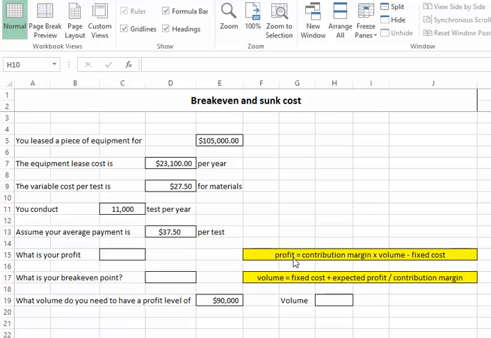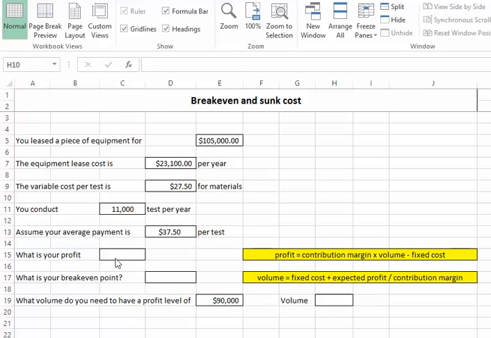We have two formulas. They're basically the same formula, but altered differently to get to a calculated variable. The first is we're trying to calculate the profit. So what we have is the contribution margin times volume minus fixed cost. The contribution margin is our payment minus the variable cost. In the volume calculation, which is what we're using for break-even as well as our projected profit, we are looking at fixed cost plus expected profit. Now, in a break-even point, the expected profit is 0. And then we're dividing this by the contribution margin.